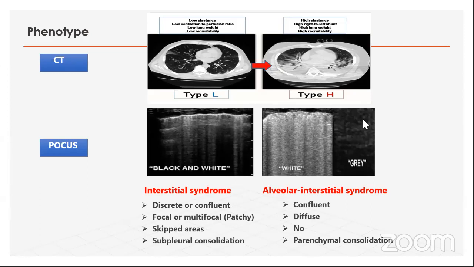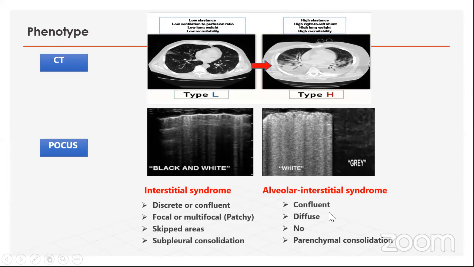So if you see the patches in the CT scan above, you find them here, and here. So you will find the B lines here and here. So it's patchy and not attached together, and there are skipped areas with A lines in between. So this is patchy, focal or multifocal B lines, and it is most of the time discrete, but sometimes it can be confluent. But on the other side, with progression or de novo for type H, you will find alveolar interstitial syndrome. The alveoli are involved, so these B lines will be worse, more wet. The lung is more wet, as you can see above in the CT scan.